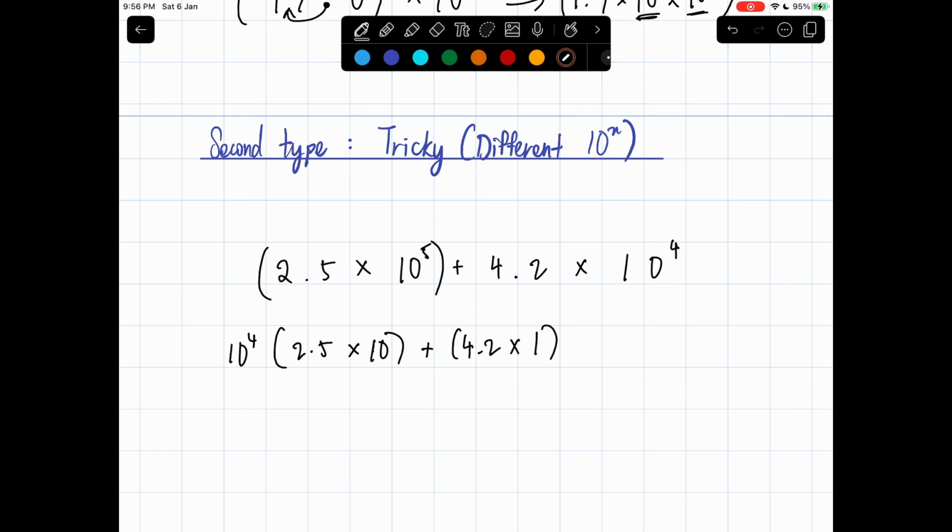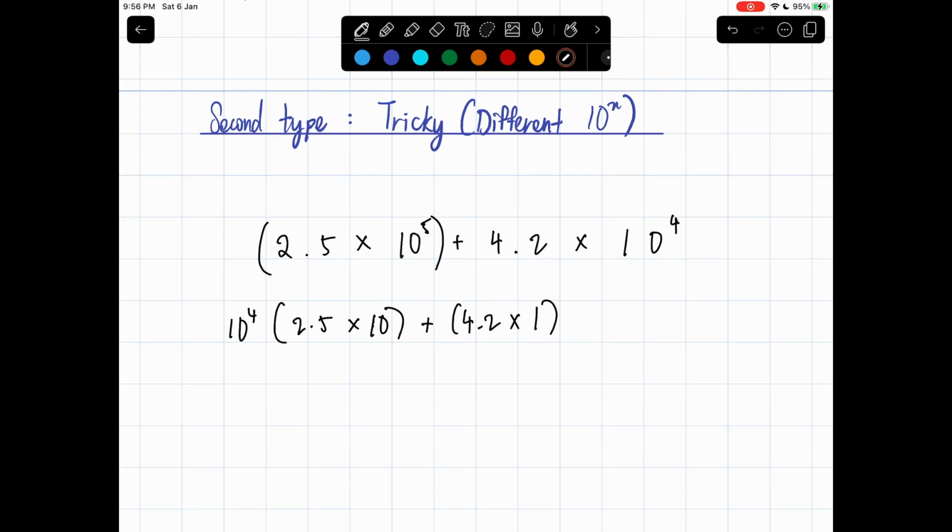Do you see that? I took out 10 to the power of 4 from both sides. So I have 10 to the power of 4 here, 10 to the power of 4 outside, and 10 inside. And we have 4.2 here and 1 here. All right. Okay, do you see that?